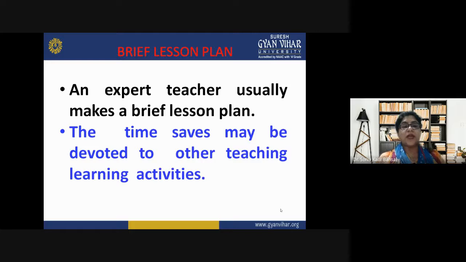Then the brief lesson plan. An expert teacher usually makes this brief lesson plan. The time saved may be devoted to other teaching-learning activities. The teacher, in a very refined way, decides in just a few points what my teaching objective is, what my educational objectives are, and how I am going to achieve them. So this is a very brief lesson plan, and mind you, students, only an expert teacher usually makes this type of brief lesson planning. I personally suggest that all of you prepare detailed lesson plans to get more and more experience.